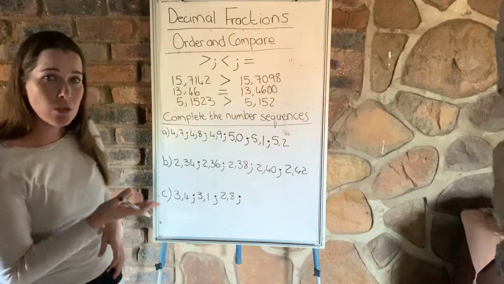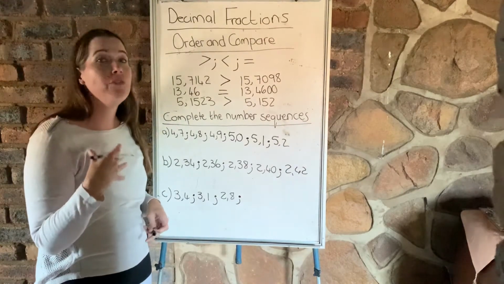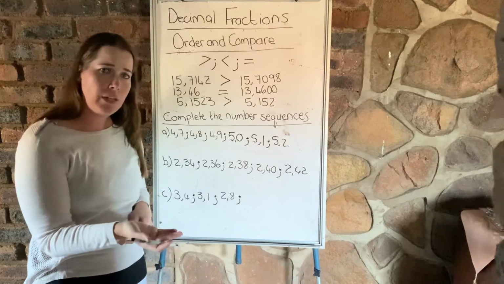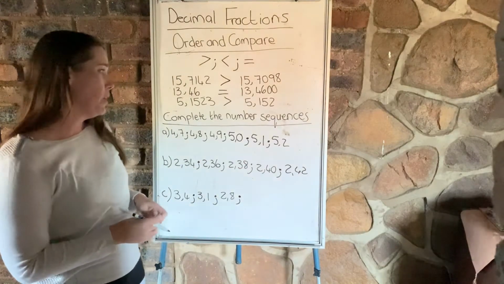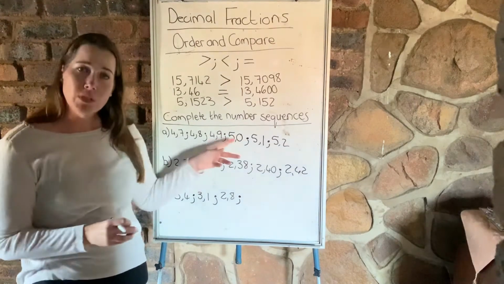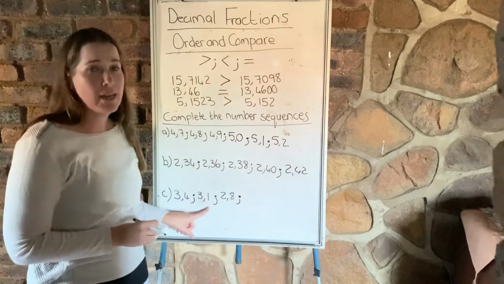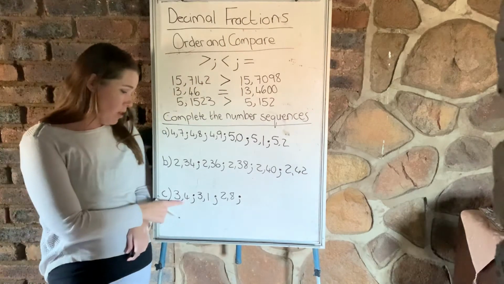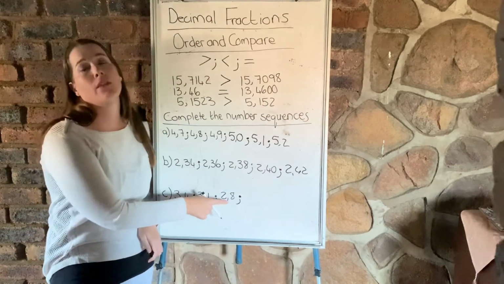It's important to read the question. Sometimes they want you to add 5 more values. Sometimes they want you to go up to a certain value. It's also important to remember when you're doing sequences, you can count up or down. So if you're counting down, there's an example. You have 3,4; 3,1; and then 2,8.